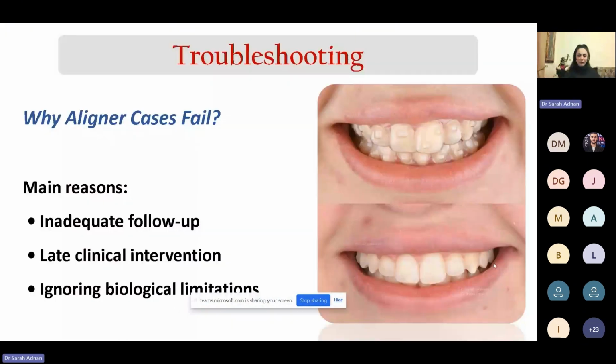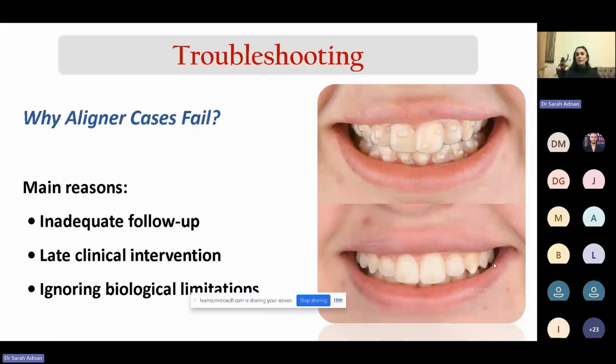So, in general, why do aligner cases fail? As we said, the majority of aligner cases fail not because of poor planning, but because of mid-treatment error such as improper follow-up, inadequate or incorrect clinical intervention. So the main reasons are inadequate follow-up, late clinical intervention, and ignoring biological limitations.